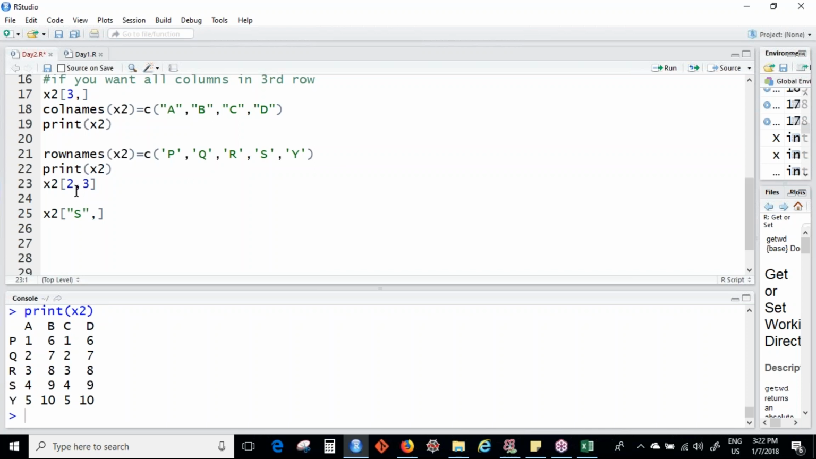You can either use the indexes now, but you also have names to your columns or names to your rows, so you can use the names also to access now. So if you want all elements in the row S, you can use this S like this, or if you want all elements in column, let's say A, you can use this also. Okay, so both options will work, indexes as well as the names. We usually use indexes, but you can use the names also if you want. So this is about the matrix. So clear, guys?